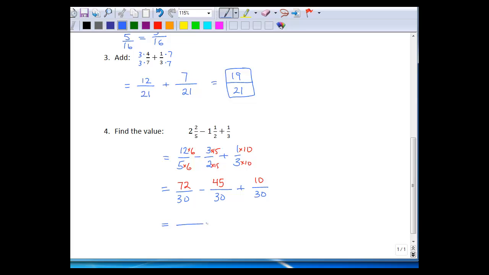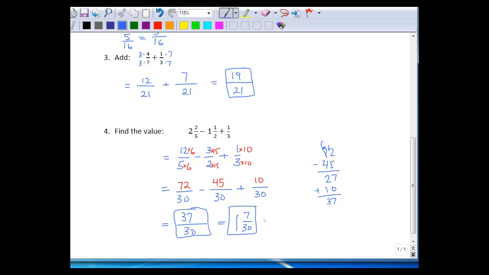So I know my answer is going to be 30ths. I just need to figure out what 72 minus 45 plus 10 is, and make sure you go left to right here. So 72 minus 45, that's going to be 27, plus 10 is going to be 37. So this is 37/30, and you can either leave it that way, or if you want to rewrite that as a mixed number, 30 divides into 37 one time with 7 left over. So either of those answers is fine.